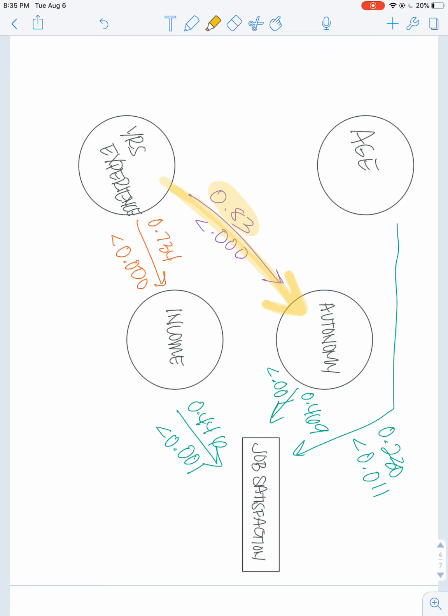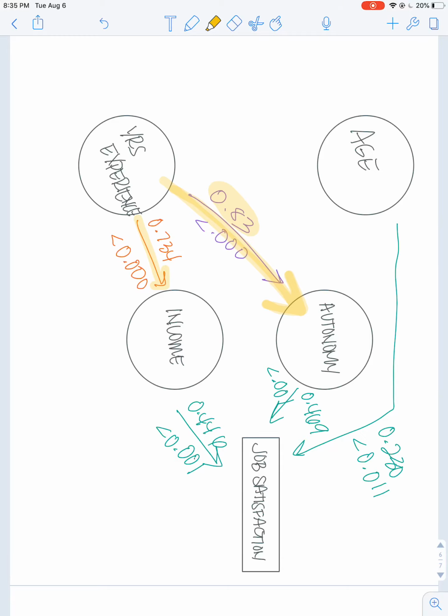The same thing with years of experience to income. As a nurse has more years of experience, her income will be higher. 0.73 is a medium to strong correlation. Usually when you get closer to that 0.8, it's even stronger, but the fact in my head of it being over 0.7 is a pretty strong coefficient.